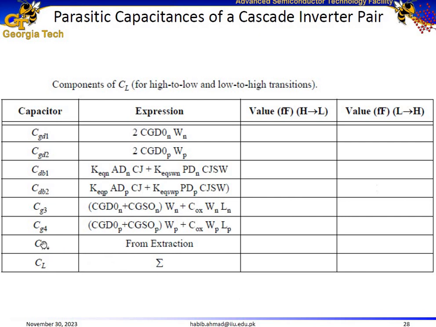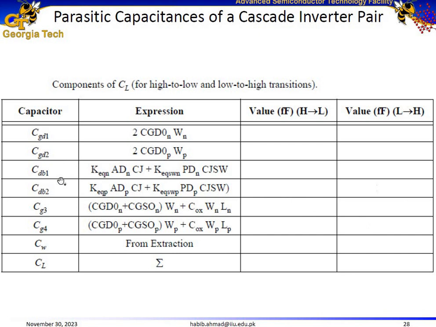The wiring capacitance is generally going to be given in your problems. The gate to drain overlap capacitance for the NMOS and the gate to drain overlap capacitance for the PMOS are going to be the same for the high to low transition and for the low to high transition as well. Similarly, we will talk about these two a little bit later. The gate capacitances would also be equal for high to low and low to high transitions.